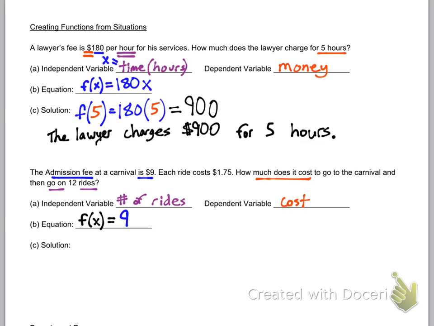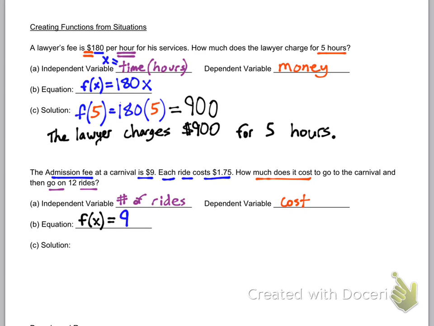Notice the admission fee at the carnival is $9. That means when you go to the carnival, you have to pay $9 to get in. It's not dependent on how many rides you ride, so that's just going to be a flat rate, $9. So we're not going to multiply that by x. I'm just going to put 9, and I'm going to add that to how much each individual ride costs.